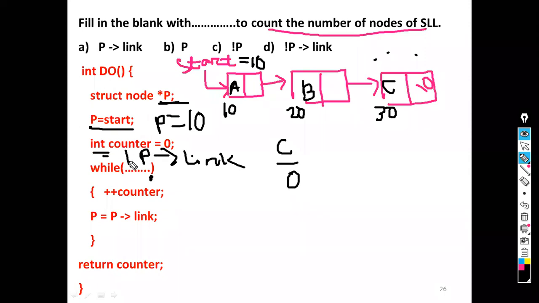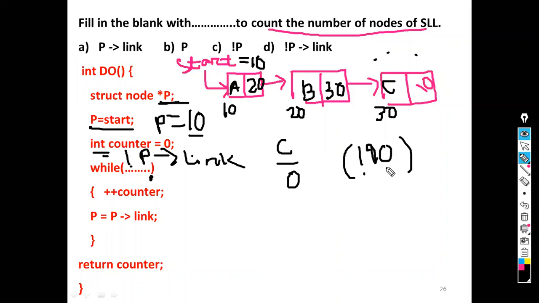So you are saying not P of link. What is P of link? 20. For the second node, P of link equal to 30. For the third node, P of link equal to null. So not of 10. Tell me what is the value not of 10? What is P? P of link. P of link equal to 20.